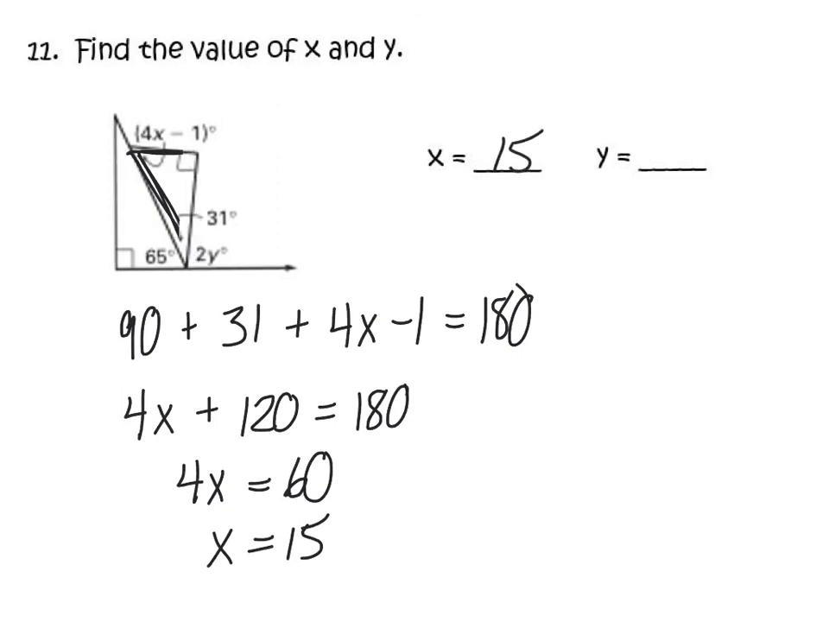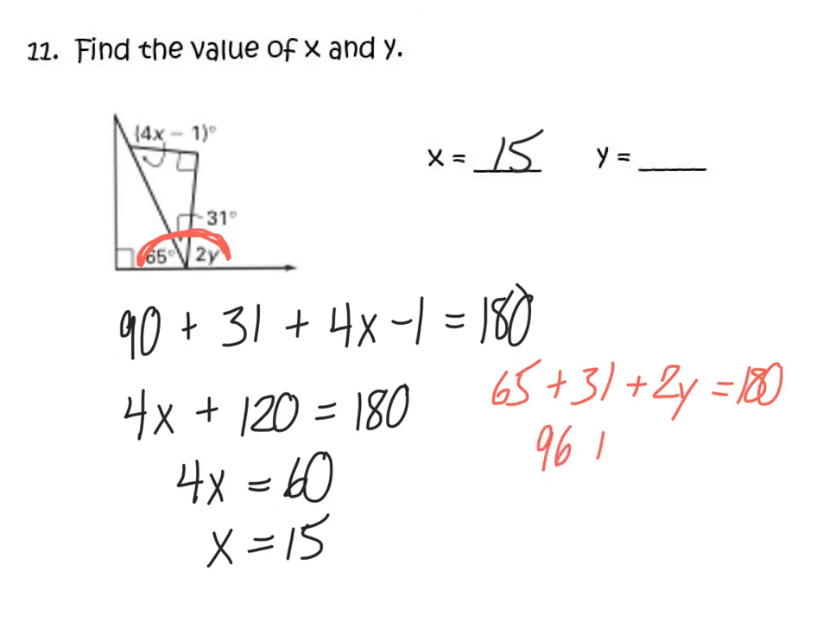Now that I have that solved, now I got to try to focus on the y. Well, if you notice, these three angles together form a straight line. So I know that 65 plus 31 plus 2y is going to equal 180. So it looks like I'm going to end up with 96 plus 2y equals 180. And we end up with 2y equals 84 and y equals 42.